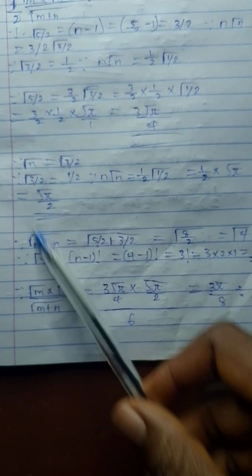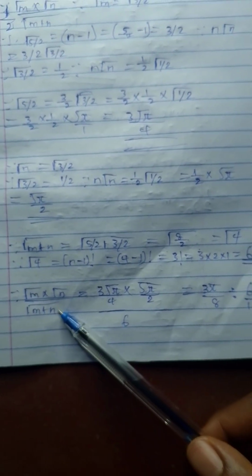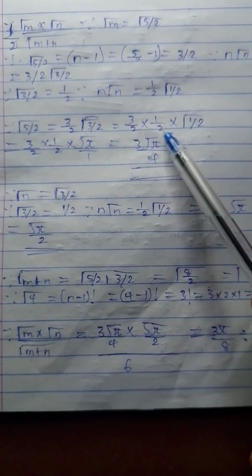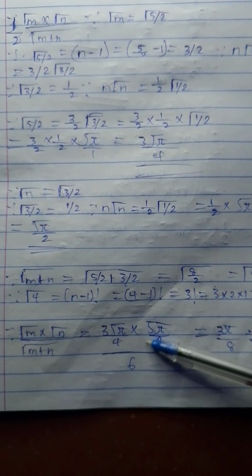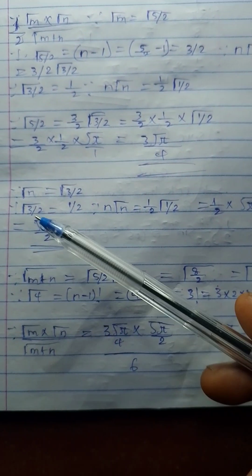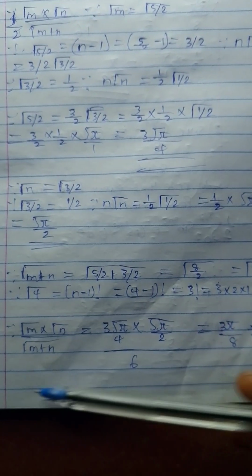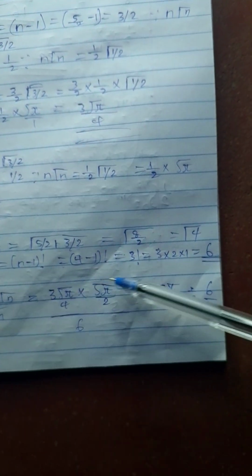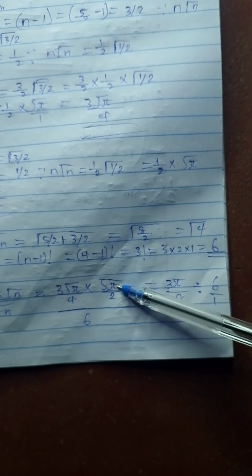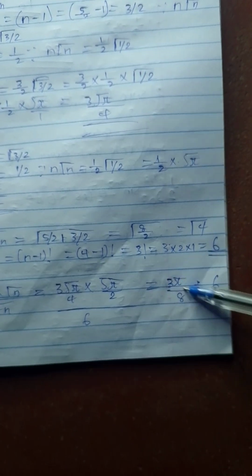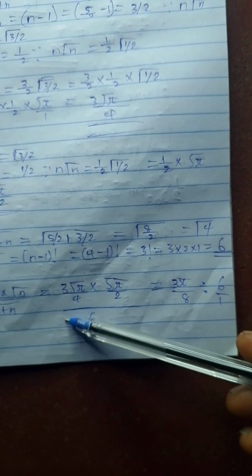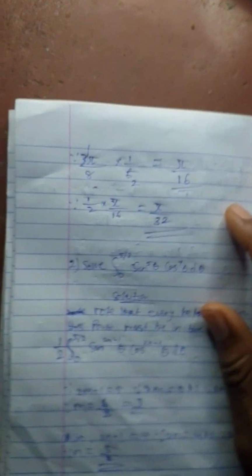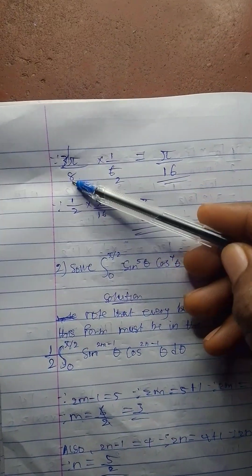Now therefore put everything we got in this formula. My answer for gamma m was 3 square root of pi over 4, times the answer for gamma n, which was square root of pi over 2, over the answer for gamma of m plus n, which was 6. So that becomes this times this. Square root of pi times square root of pi is pi, so pi times 3 is 3 pi, over 4 times 2 is 8. Now divide by 6. It will become 3 pi over 8.